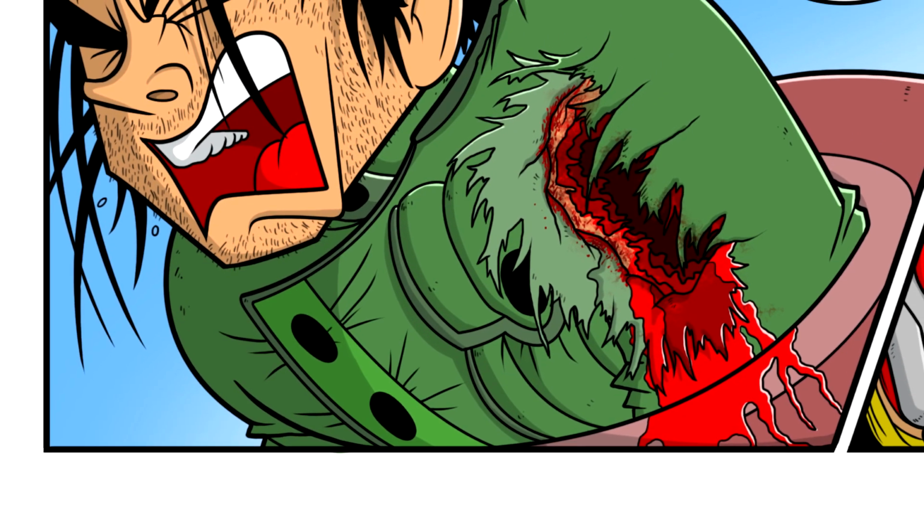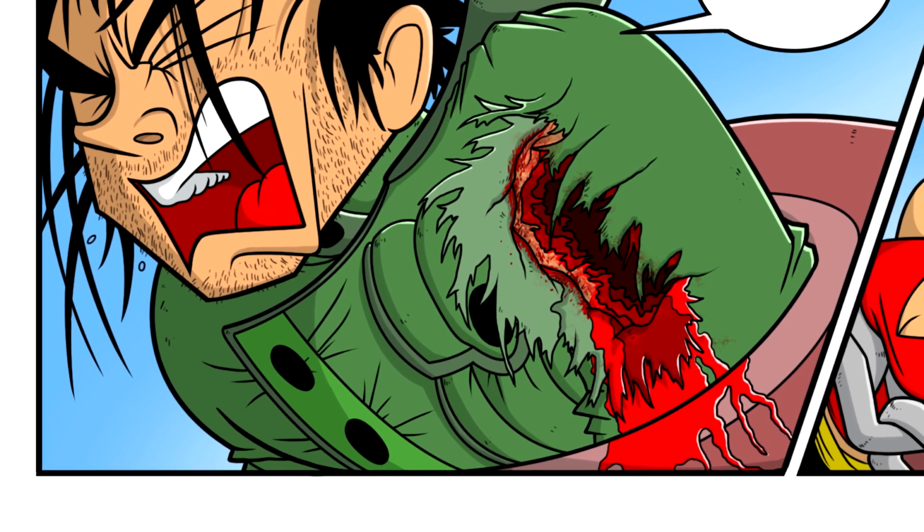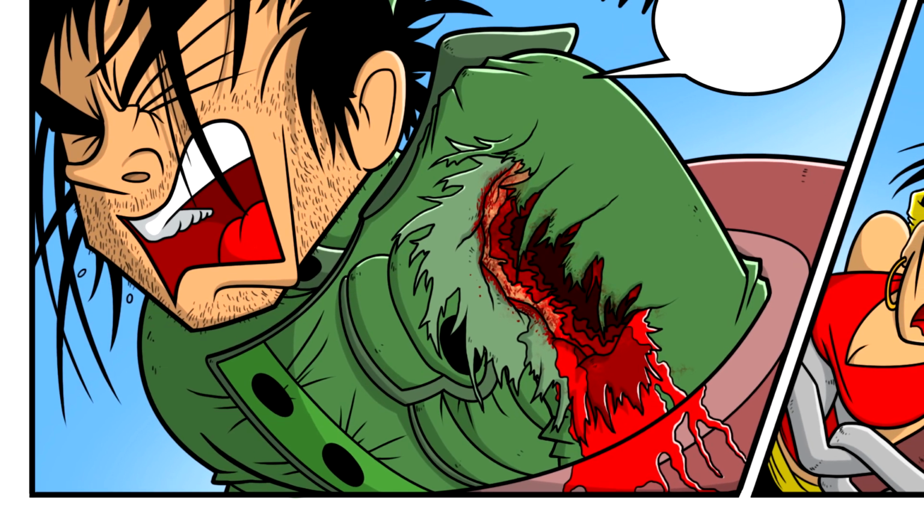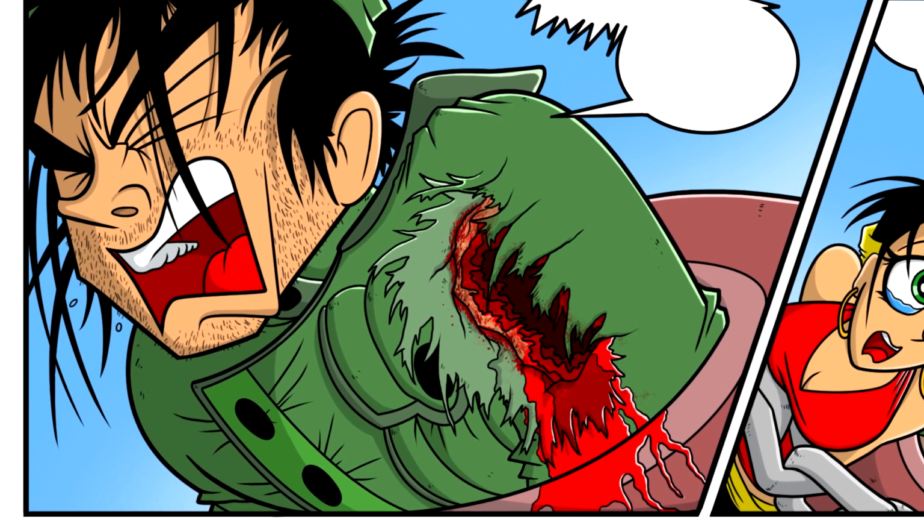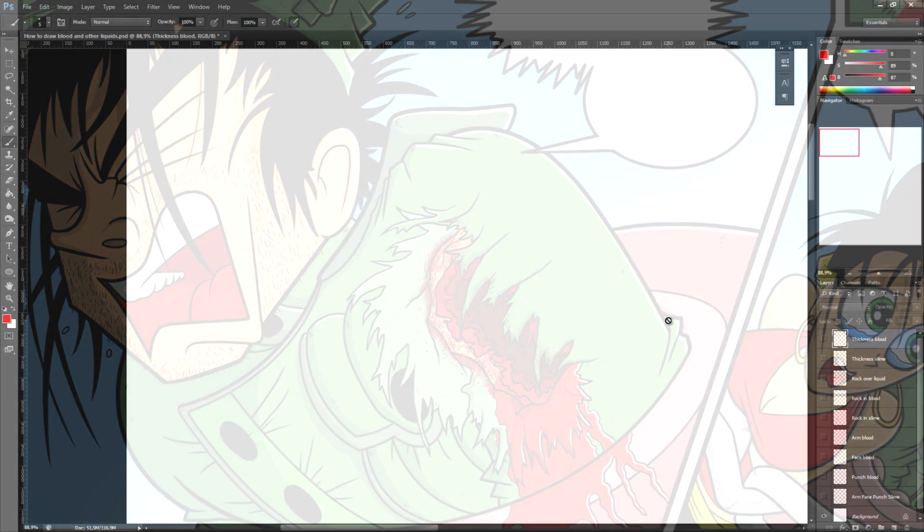If you wanna illustrate a fight scene, or someone who gets shot, or someone who explodes, it's gonna come in handy to know how to make good use of effects with blood.